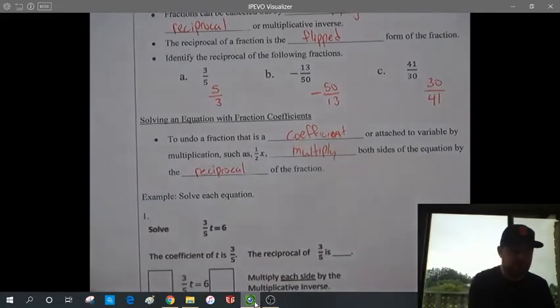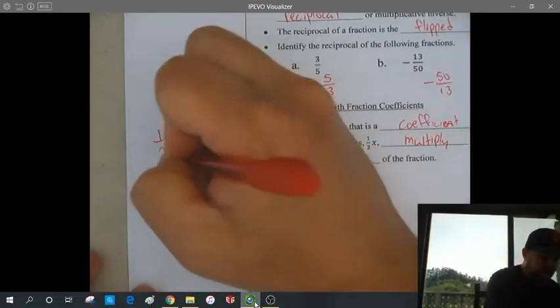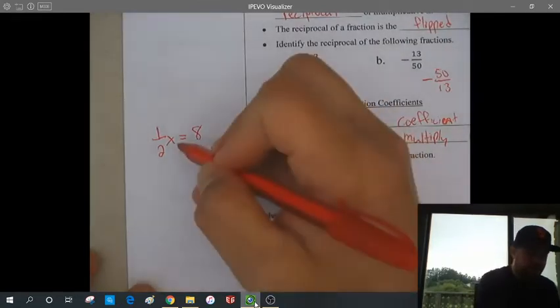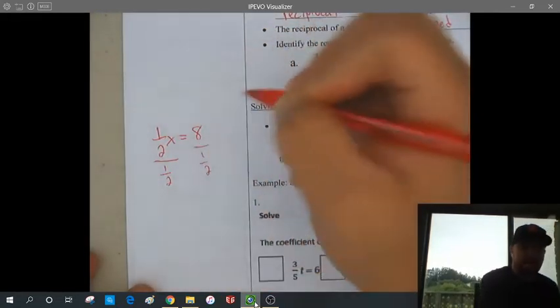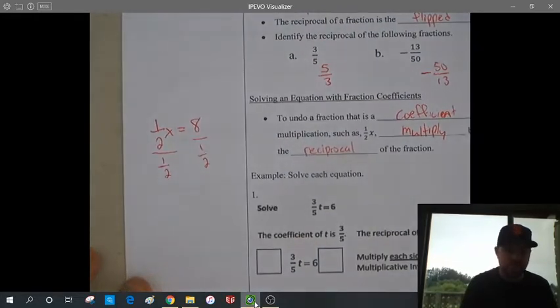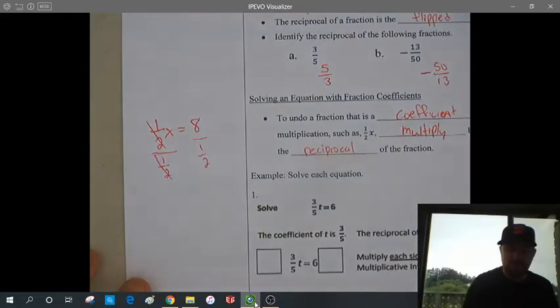Now, you might be saying, why aren't we dividing, right? If it's showing multiplication here, why are we not dividing? Technically, we are, okay, and I'll show why real quick. If I had 1/2 x, let's say, is equal to 8, and I wanted to get x by itself. Now, what I could do is I could divide both sides by 1/2. And when I divide both sides by 1/2, that is going to cancel out over here. 1/2 divided by 1/2 does make 1.